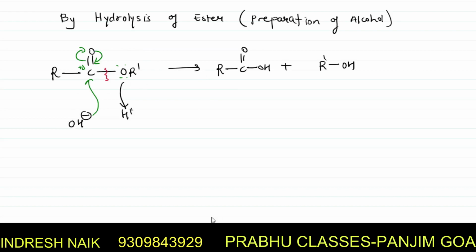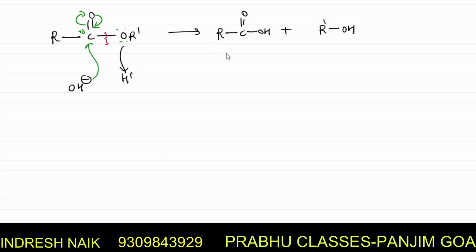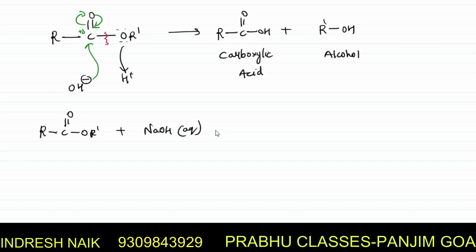This is what is happening at the end. But the reaction given in the NCERT is this way. Here you are getting a carboxylic acid after hydrolysis, and this is alcohol. So the reaction given in the NCERT is RCOOR dash. We are putting NaOH, sodium hydroxide, in aqueous medium, which means this hydrolysis is done in a basic medium. So the product they have written is RCOO minus Na plus, the sodium salt of a carboxylic acid, and you are getting R dash OH.